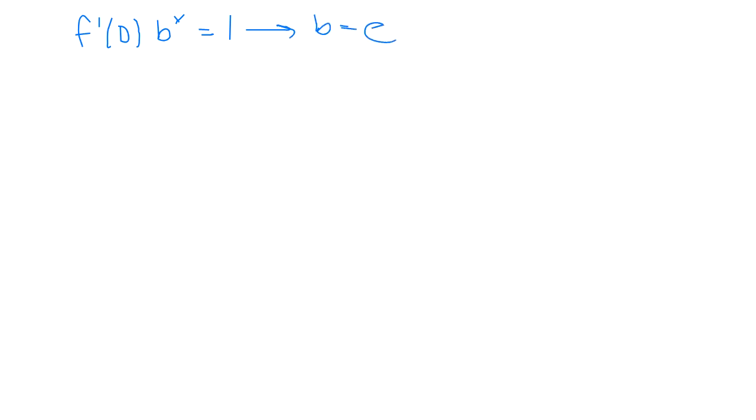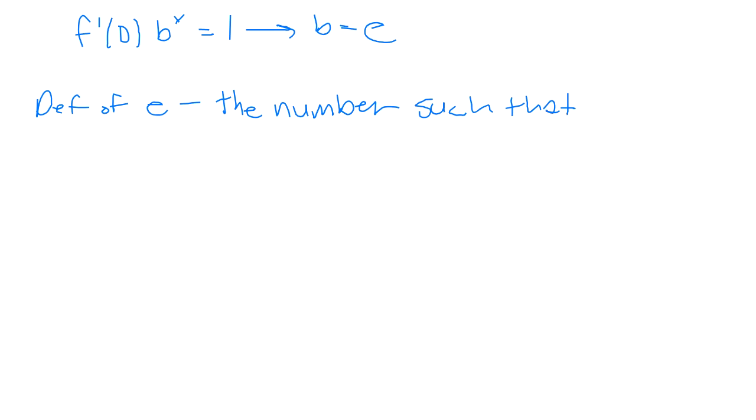So essentially the definition of e is the number such that the limit as h approaches 0 of e to the h minus 1 over h equals 1. Or in other words, like I said, our derivative at 0 of our exponential function is going to equal 1.